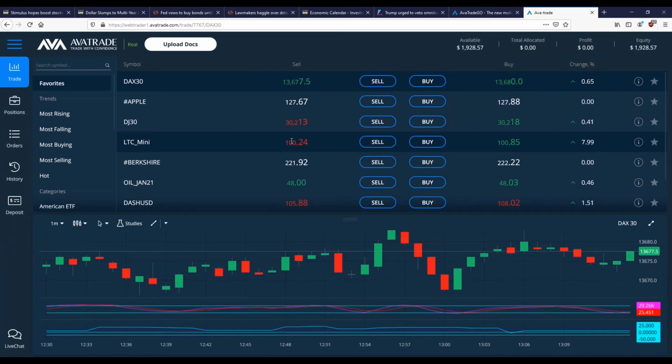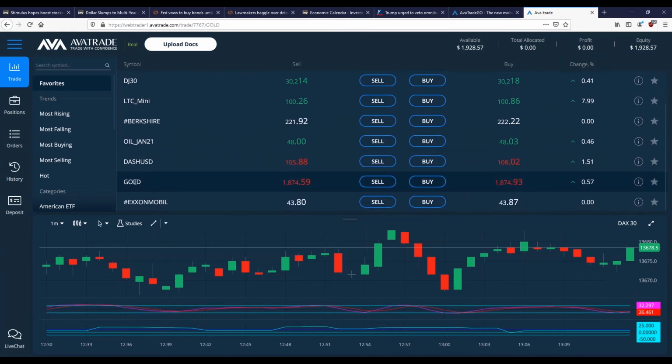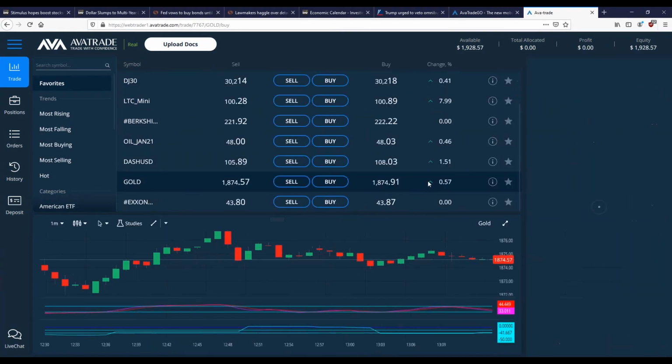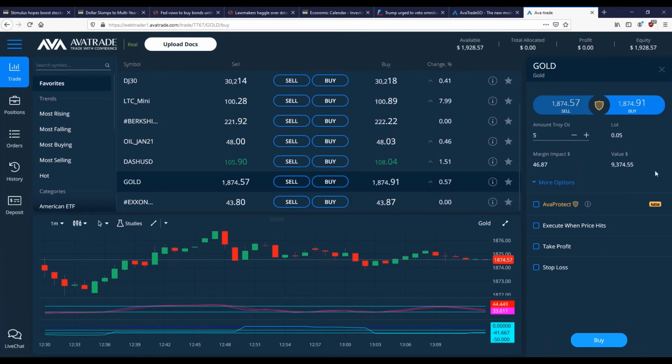Now, if we take a look at the AvaProtect real quick, because we had some asking about how to use that again. You bring up an asset. Gold, silver, and FX pairings have AvaProtect.